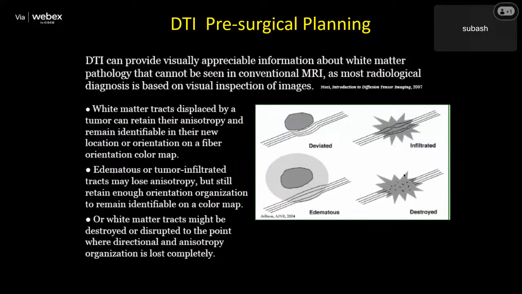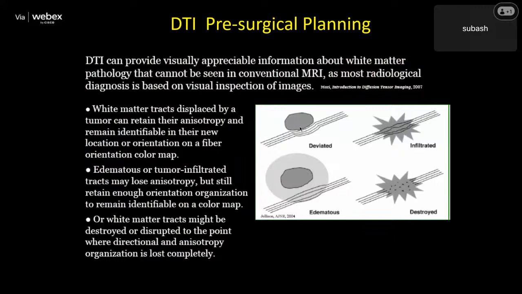So the surgeon can look at these images and find out whether the surgery is viable in such patients or not. If you find a situation like this, where the fibers have been destroyed, that means the function of that person has already been disabled. So there's no point in doing surgery on such a patient, because the patient will not recover from the damage that has already happened in the brain or to his functioning.